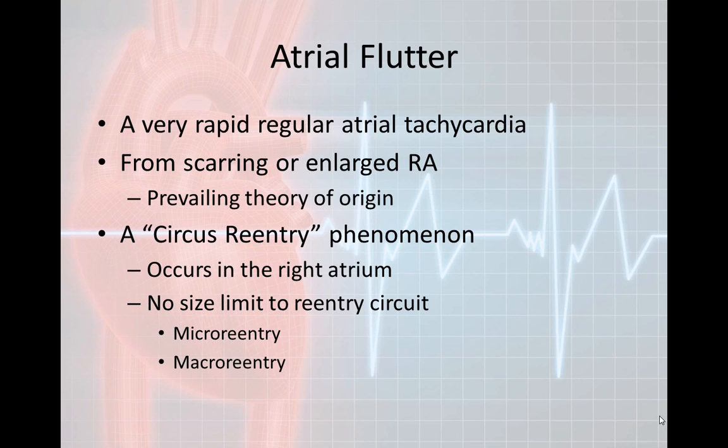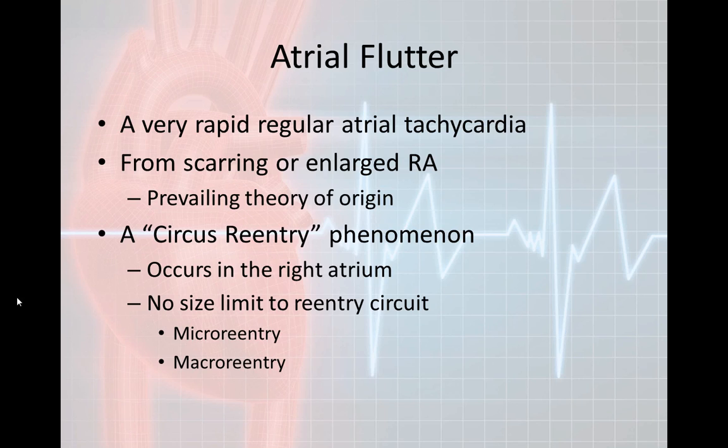So the first thing we're going to cover about atrial flutter is that it is a very rapid and regular atrial tachycardia. The prevailing theory of origin, and I haven't seen anything since then, but I haven't really looked really hard, is that it comes from scarring or an enlargement of the right atrium, which actually causes an increase in automaticity of some of the cells. And because of this, you can end up with something called a Circus reentry phenomenon.